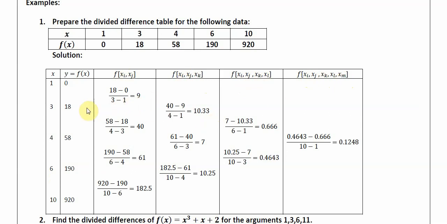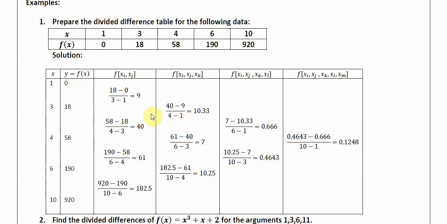Okay, now let's come to the differences. How does the first difference come? 18 minus 0 divided by 3 minus 1, that is 9. And 58 minus 18 divided by 4 minus 3. Therefore, this is 40. 190 minus 58 divided by 6 minus 4. Therefore, this is 61. 920 minus 190 divided by 10 minus 6. First difference is simple and easy to write. Second, third, fourth, we have to be careful as we go.